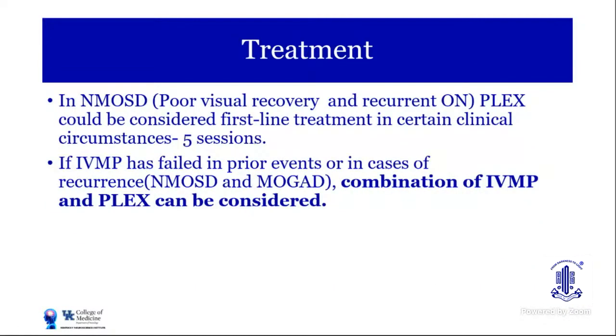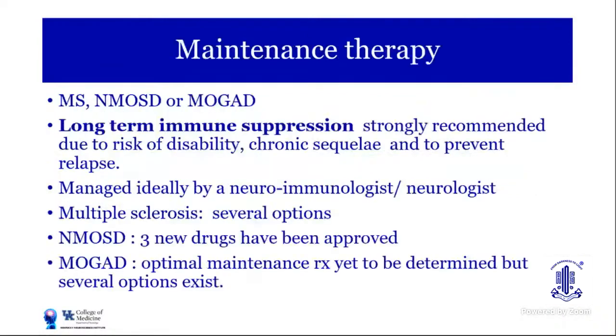If you have an NMO patient where you know you're going to have poor visual recovery and recurrent optic neuritis, go for plasma exchange straight away as the first line treatment. We usually give 5 sessions. And if you have optic neuritis which has failed methylprednisolone in the past, or it's a recurrent optic neuritis of NMO and MOG, you can even do a combination of methylprednisolone and plasma exchange.